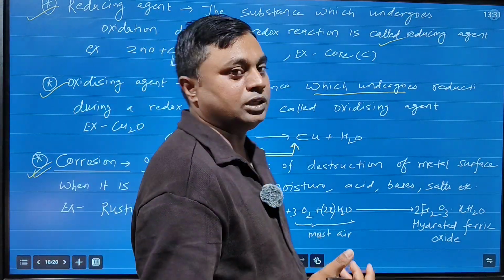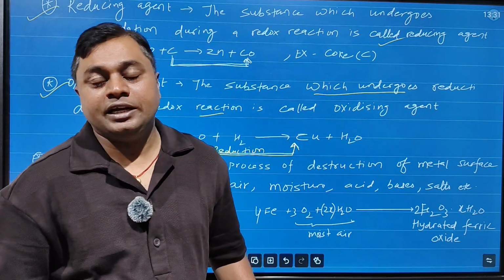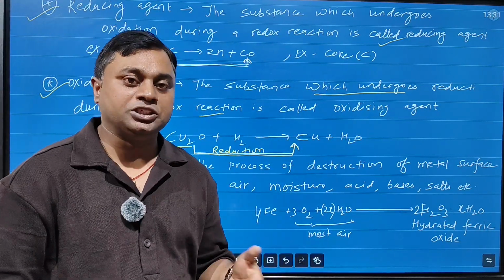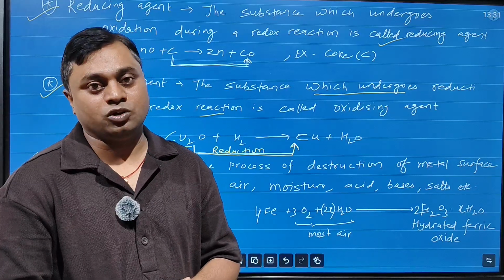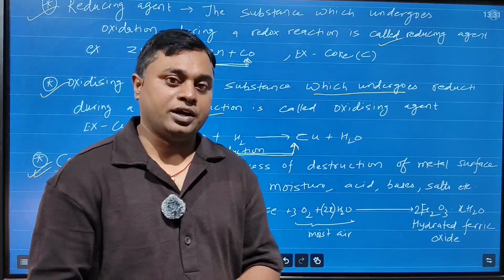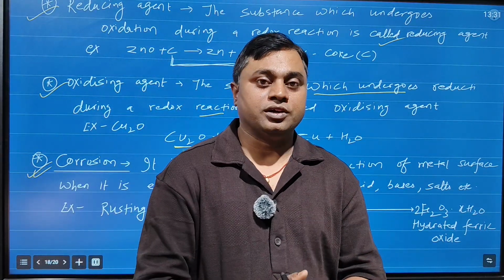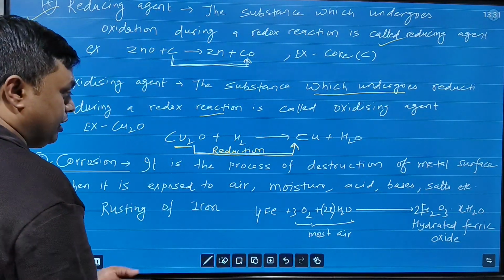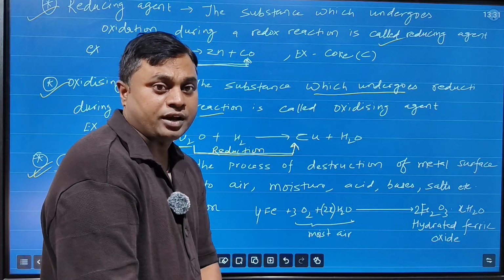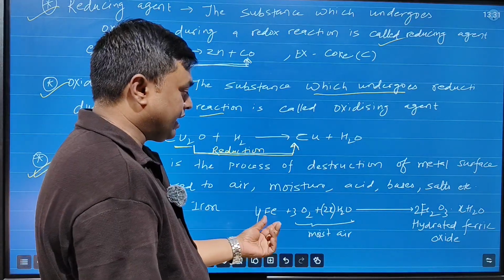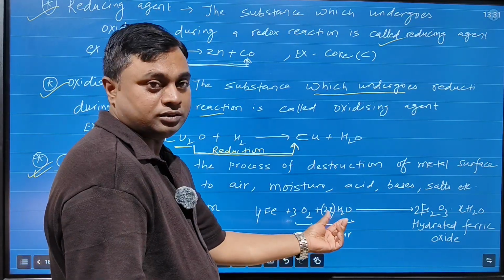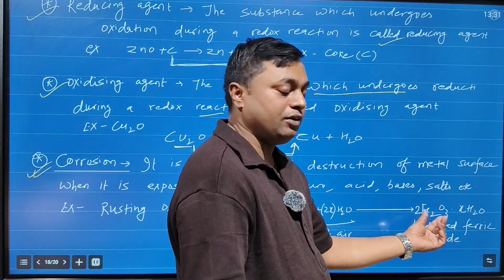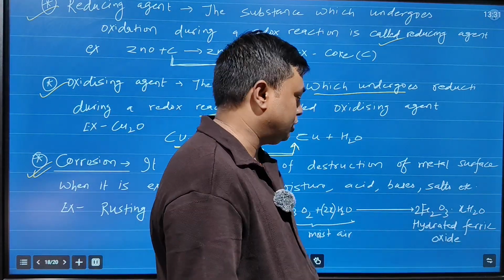Next, we talk about corrosion. What is corrosion? Next topic. It is the process of destruction of a metal surface whenever it is exposed to moisture, air, acids, bases, salts. For example, rusting of iron, corrosion in silver, corrosion in copper. Okay. So here we have an example of rusting of iron. What is the equation? Iron reacts with oxygen and water. In the hydrated form, we form hydrated ferric oxide, Fe2O3 dot XH2O.